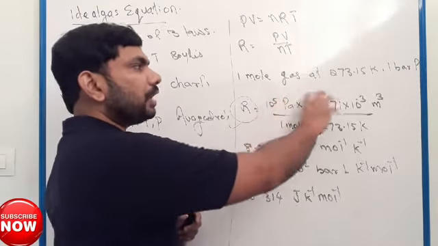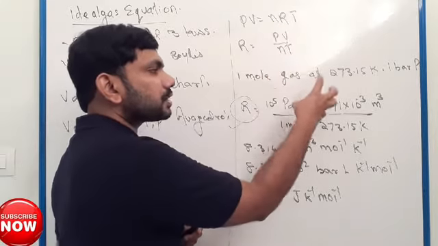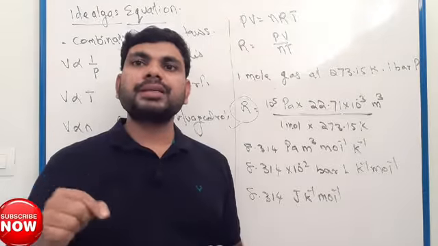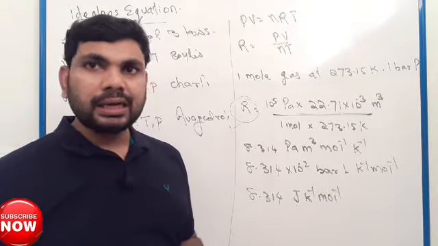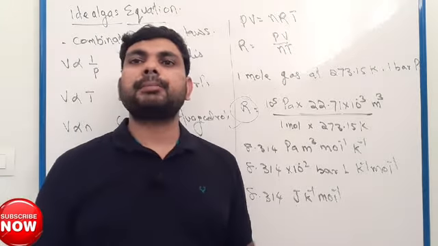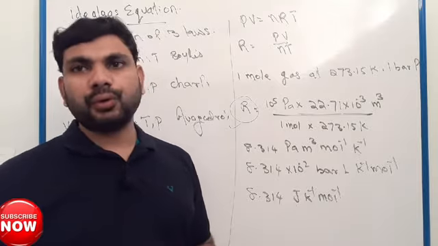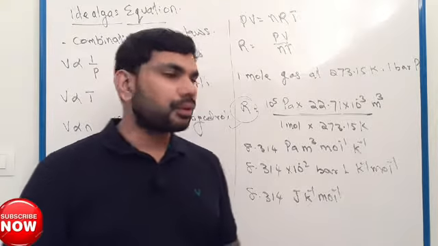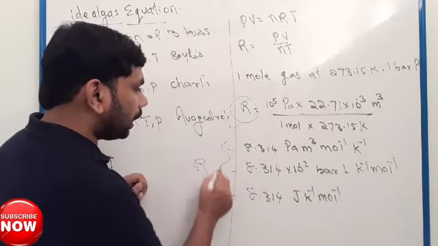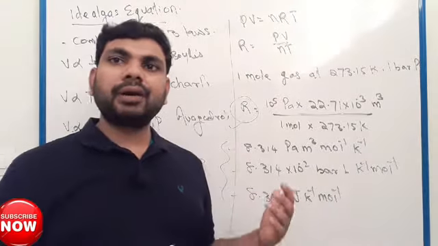So substitute these values: pressure, volume, number of moles, temperature. 10 raised to 5 Pascal into 22.71 into 10 raised to minus 3, divided by 1 mole into 273.15. When you solve this, you will get 8.314. You have different values for R if the unit is different.